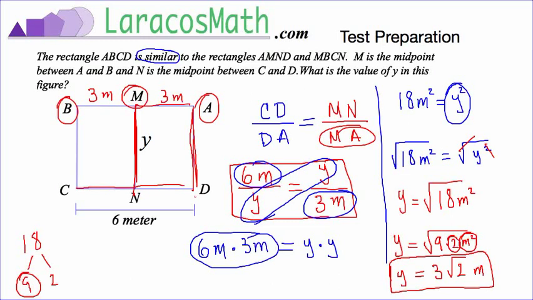So Y equals 3 square root of 2 meters. And sometimes, or most of the times in this kind of questions, we have this as an option. So the only thing you need to do here is make the proportion and then make the cross multiply.